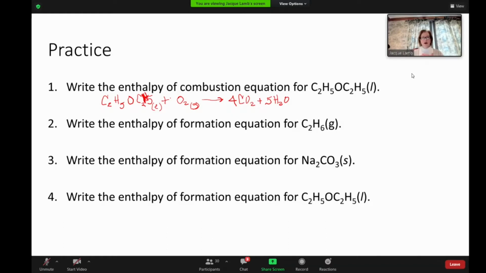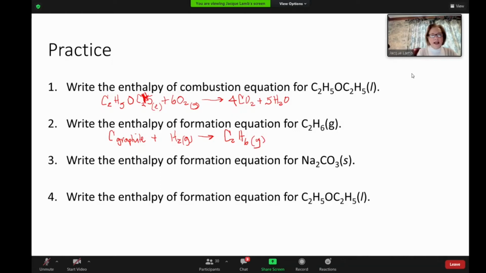Write the enthalpy of formation equation for C2H6. Okay, this is carbon as graphite plus hydrogen gas, H2 gas is its standard state, forming C2H6. And it must be 1 mole of C2H6. So we have to balance it on the left side of the equation. We need 3 H2s and we need 2 carbon graphite. Okay, so it's 1 mole, the formation of 1 mole of C2H6.